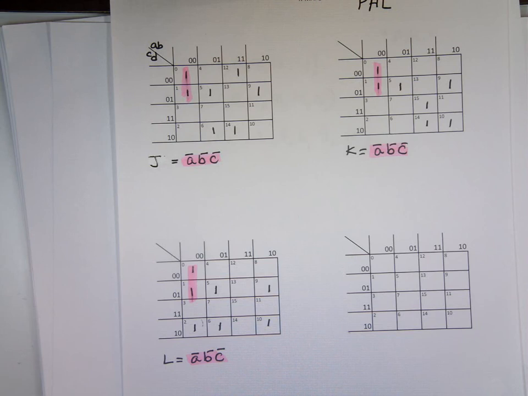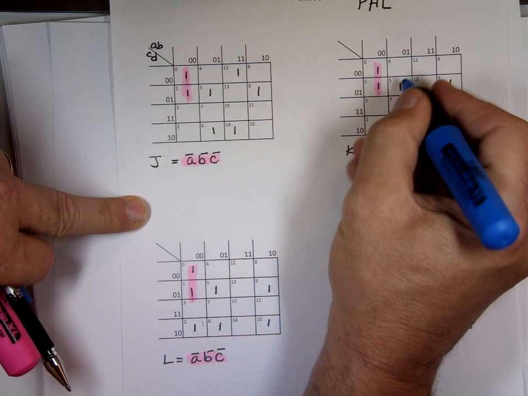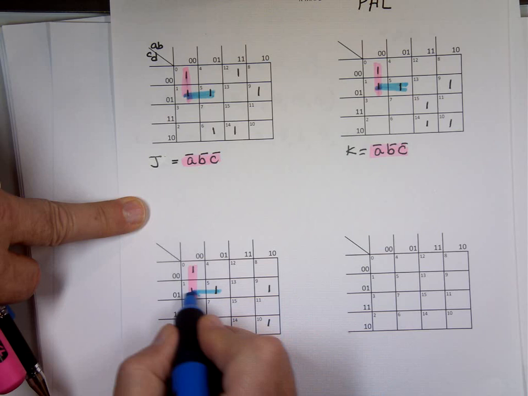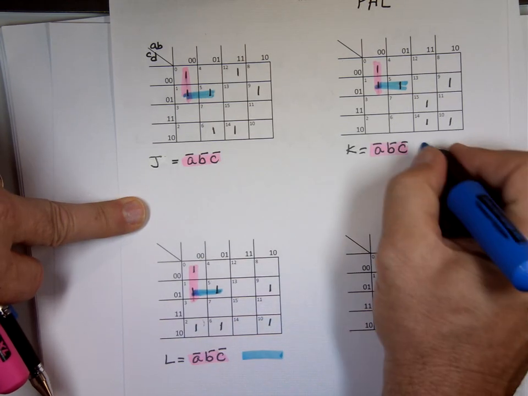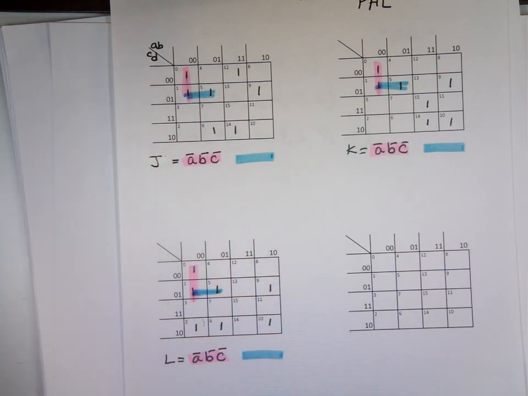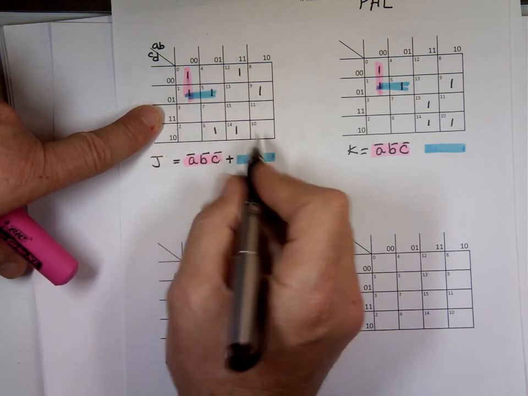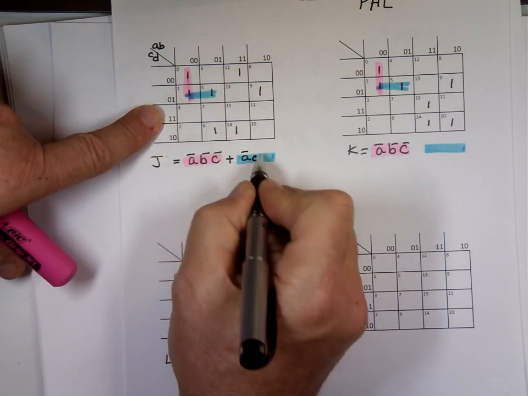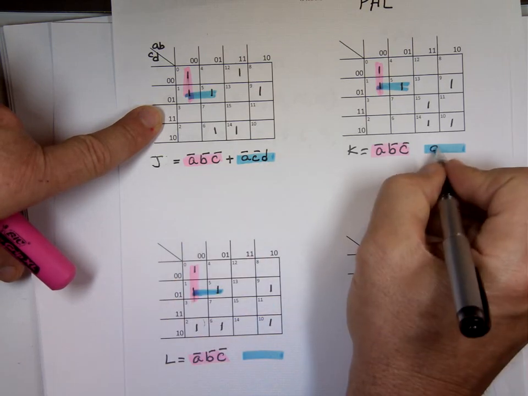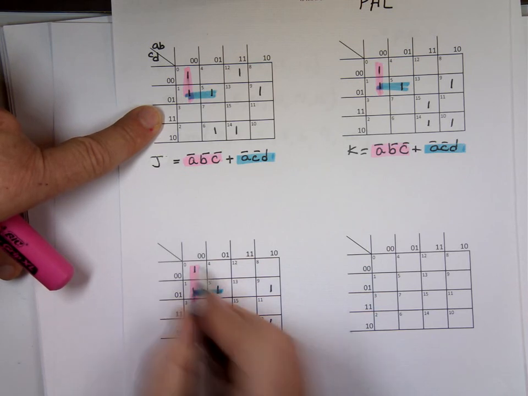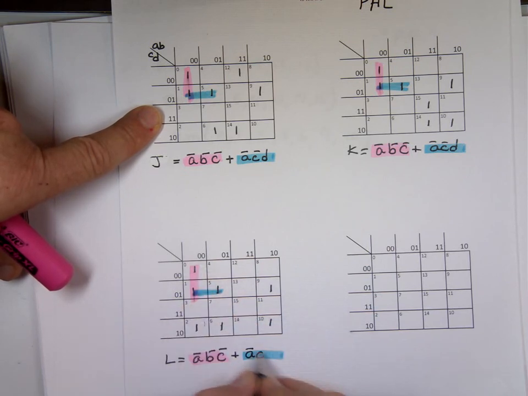I see another one that's showing up in every one of them. Can you see this? That shows up in every one of them. So this will be what? A bar, C bar, D, is that what you said? A bar, C bar, D.